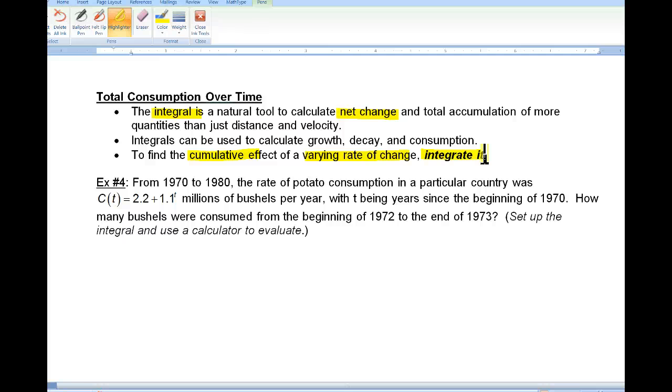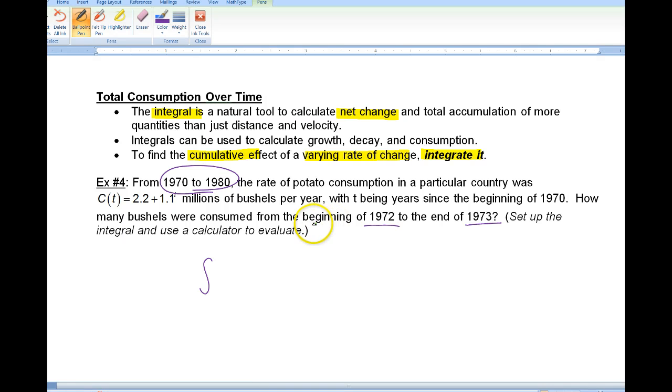from the beginning of 1972 to the end of 1973? So would that be 2 years? Yeah, so if we're going from 72 to 73, the whole point to this one is just making sure you have the correct amount, right? Yes. So if I'm starting in 1970, but I only want to look at the accumulation from 1972 to 73.